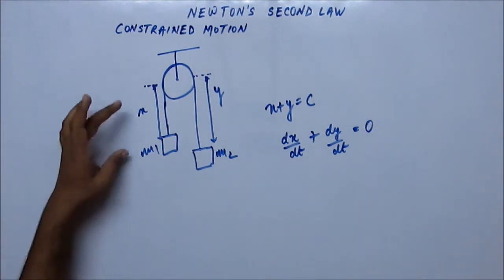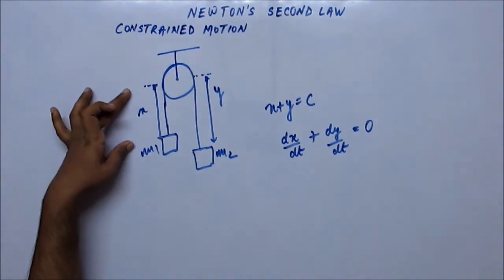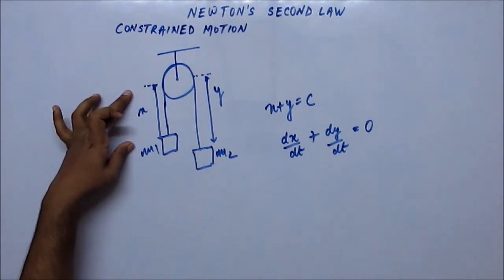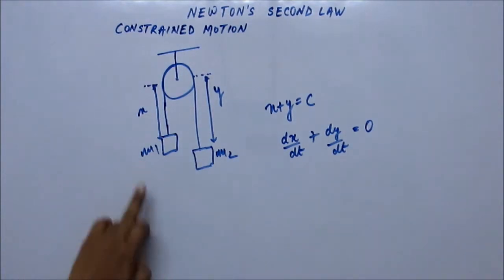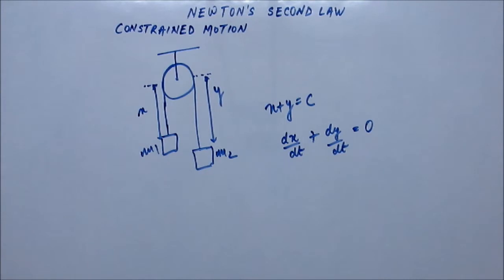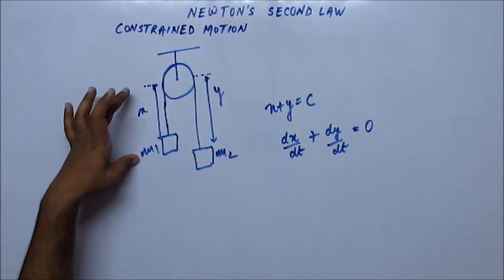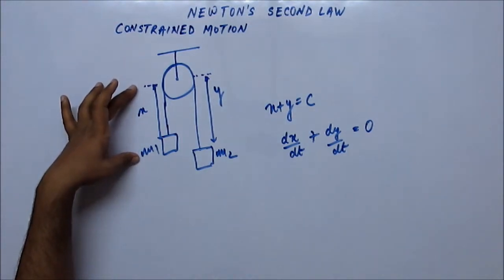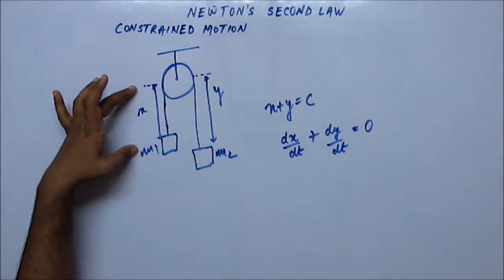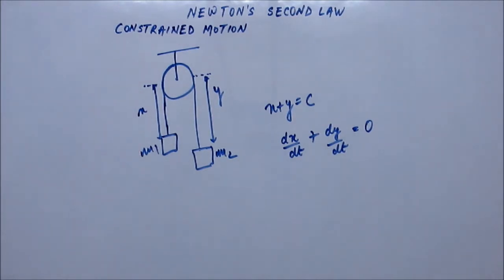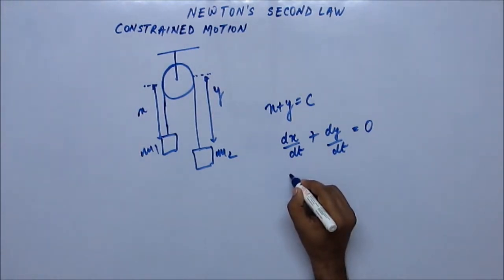Now look, dx by dt is the rate of change of x with respect to time. dx is the change in x, dt is the change in time, and technically that is the velocity of M1. Velocity of M1 will be the rate of change of displacement of M1. x is the amount of displacement that M1 is having, and dx by dt is the rate of change of displacement of M1 with respect to time. So dx by dt is actually the velocity of M1.